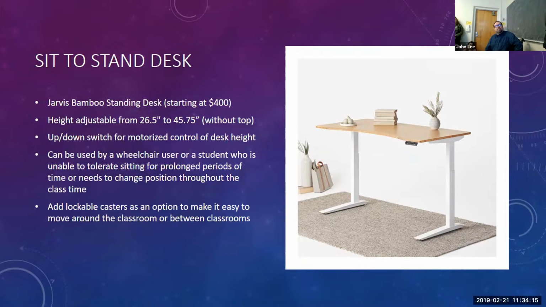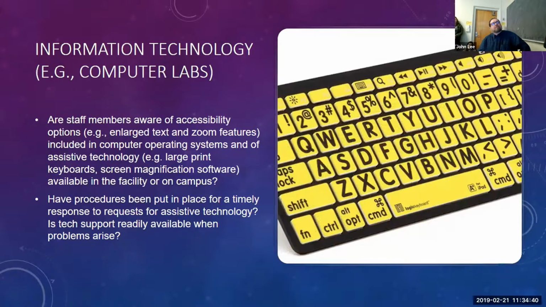One that I really like is called the Jarvis Bamboo Standing Desk. And these are, for a motorized one, about $400. Actually, it's not bad. It adjusts from about 27 to 46 inches, has an up-down switch for motorized control, and you can add casters, again, to make it easy to move around. Very well-made desk, pretty versatile for not only classrooms, but even computer labs. So good to have at least one of those.